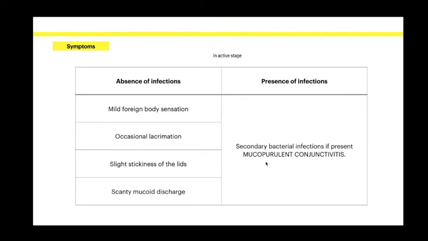Unlike other bacterial infections where there is discharge, redness, mucopurulent conjunctivitis, those symptoms are not seen if only Chlamydia trachomatis infection is present in the active stage. So if overlying bacterial infections are present, then there will be symptoms of mucopurulent conjunctivitis.